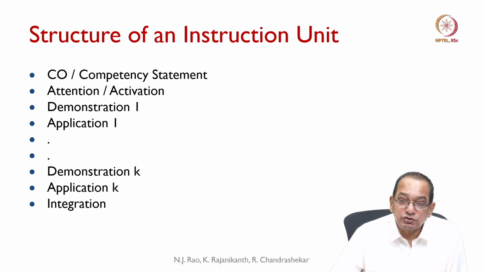We may need to go through multiple rounds of demonstration application or multiple cycles of demonstration application. So we are showing it as demonstration 1, application 1, demonstration 2, application 2, demonstration 3, application 3, like this. Finally, demonstration K, application K. That is K rounds of demonstration application. Of course, it could be that K is 1, in the sense that in one single go of demonstration and application, the instructor has achieved what she wanted to achieve.